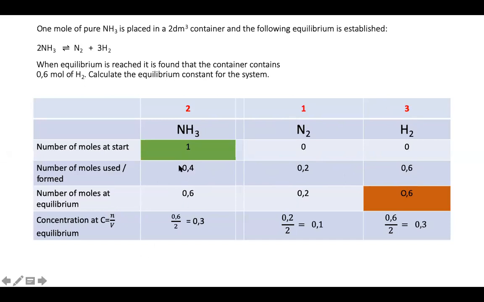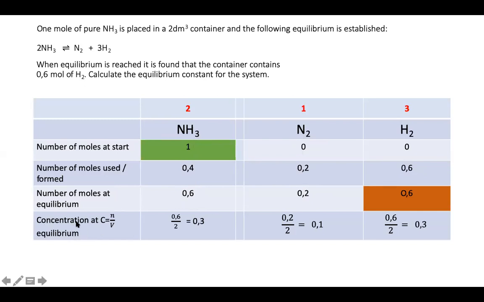So then we've worked out the second line. Then if we got 1 mole of ammonia, 0.4 moles is used. So 0.6 moles will be left at equilibrium. We had no moles of nitrogen at the beginning. 0.2 moles was formed. So we know that 0.2 moles of nitrogen will be found at equilibrium. And the 0.6 they told us was there at equilibrium. Right, then we know the number of moles at equilibrium.